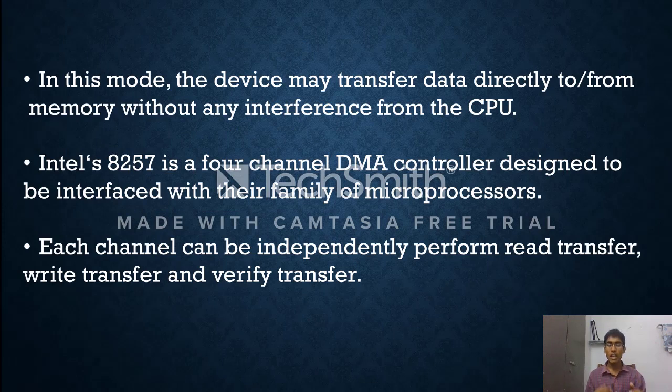So as I have said, the direct memory access is the fastest means of data transfer, and how we achieve it is by transferring the data from the memory to the device without any interference from the CPU. And to explain that, I'm going to take an example of Intel's 8257 4-channel DMA controller, which we can integrate with our 8085 microprocessor.